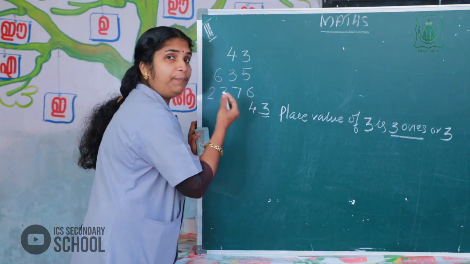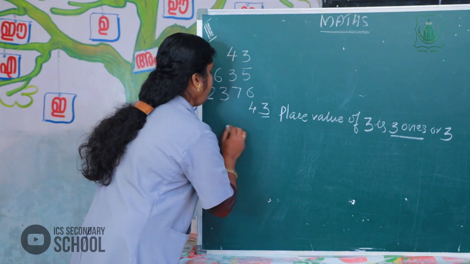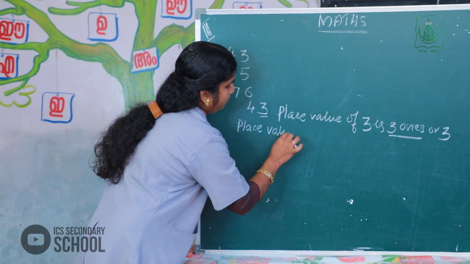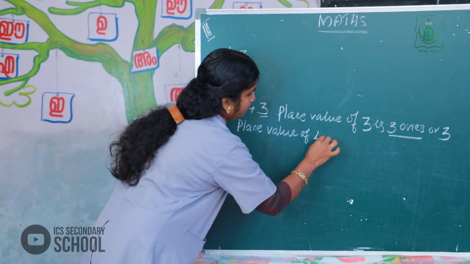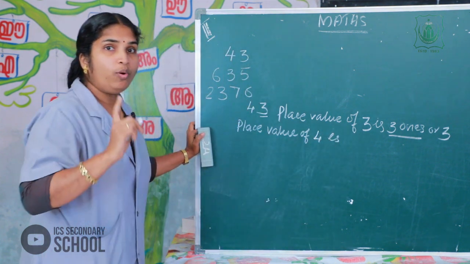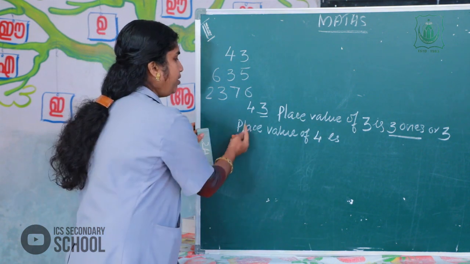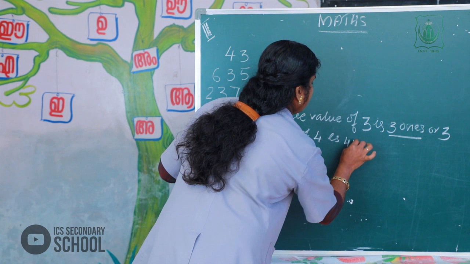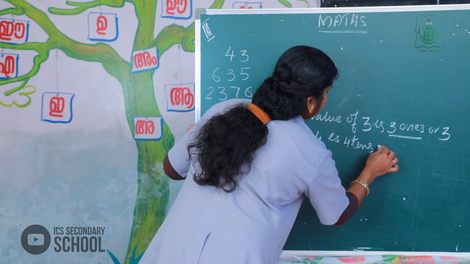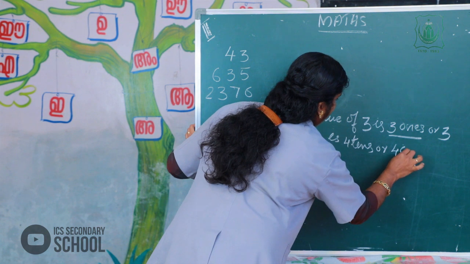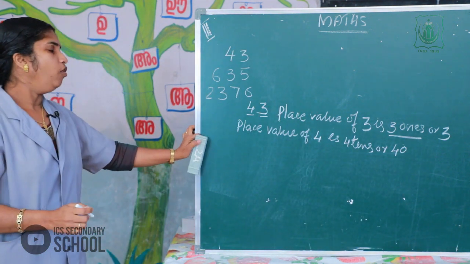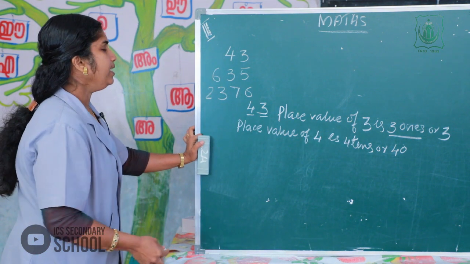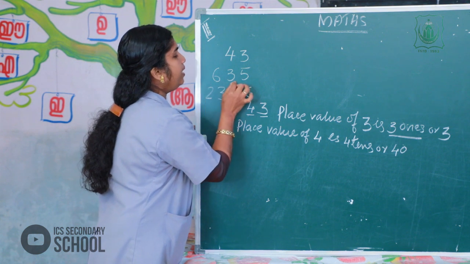In 43, the place value of 4 is 4 tens or 40. The place value of 4 is 4 tens or 40. The next number, 635.